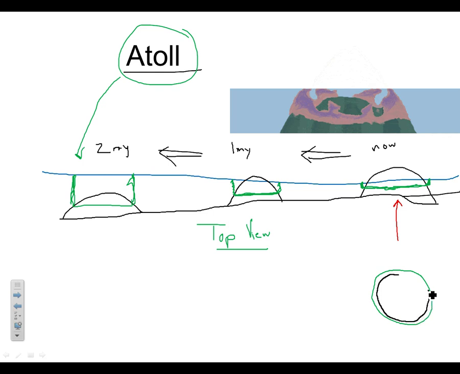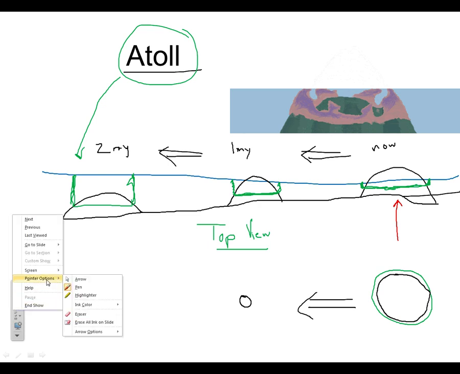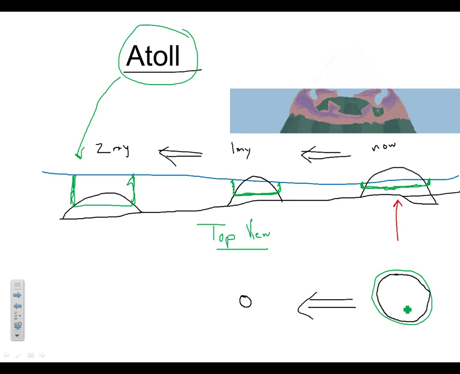So there's my volcano, with my ring of coral around it. Then over time, my island is now smaller, but my ring of coral is going to be the same size. So draw your ring of coral to be the same size as it was, but the island is smaller.